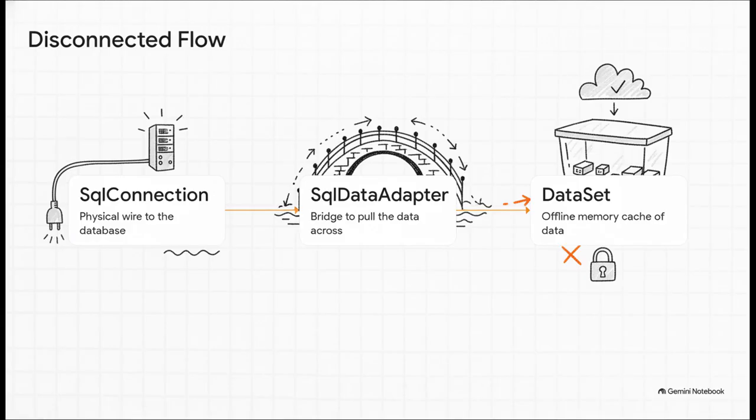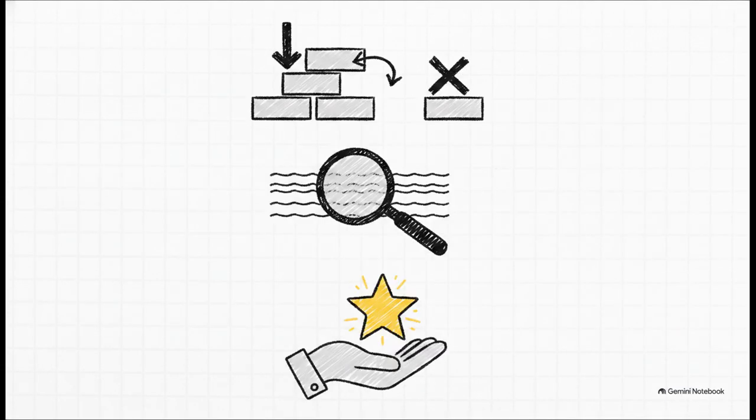Now, for the disconnected flow, the pipeline changes up a bit, and this is exactly where students tend to get tripped up. You still start with that SQL connection, but next, you bring in the SqlDataAdapter. This adapter acts like a bridge. It pulls the data straight across the connection and dumps it into either a dataset or a DataTable, which, by the way, are just made up of data rows and data columns. Once that data is safely tucked away in the dataset, the connection is instantly closed and your app just works completely offline.